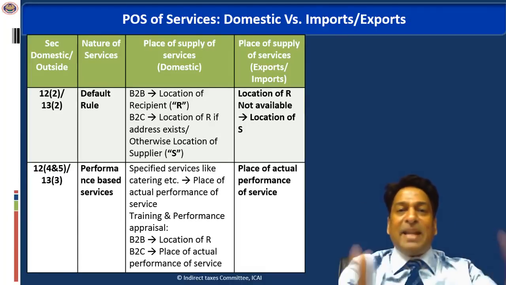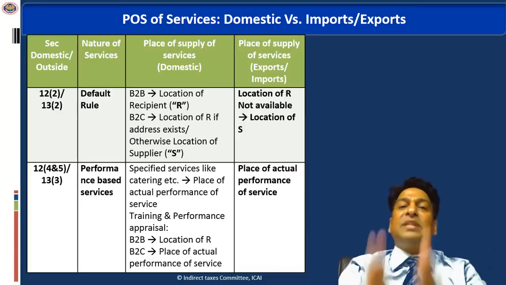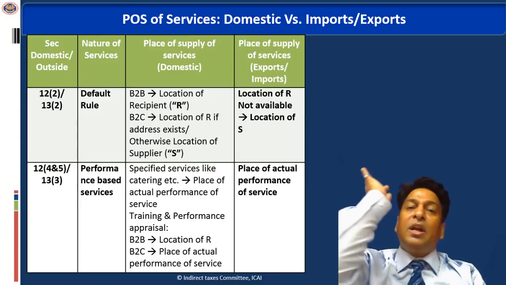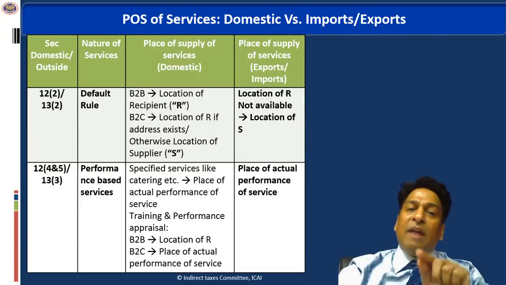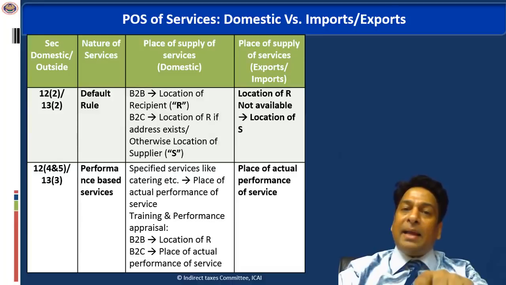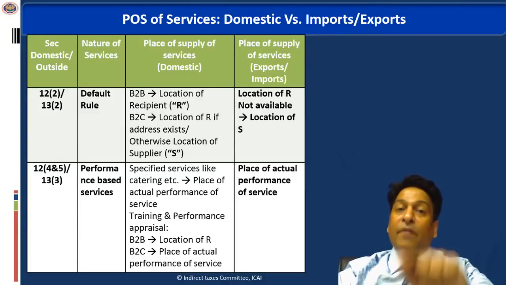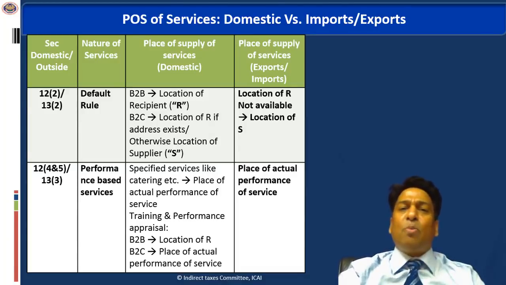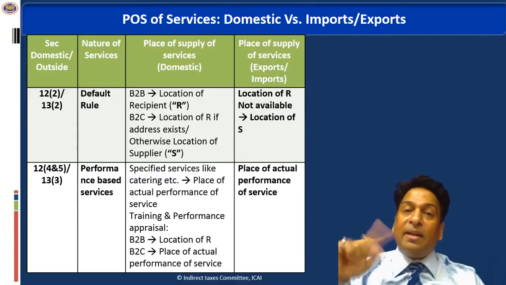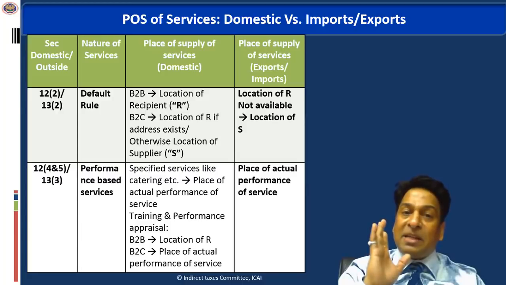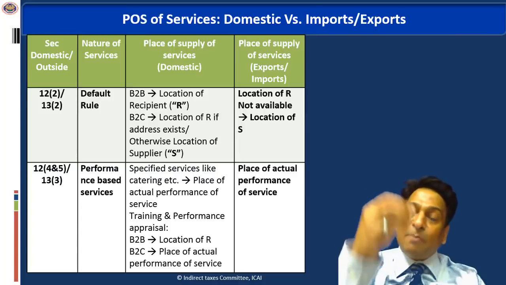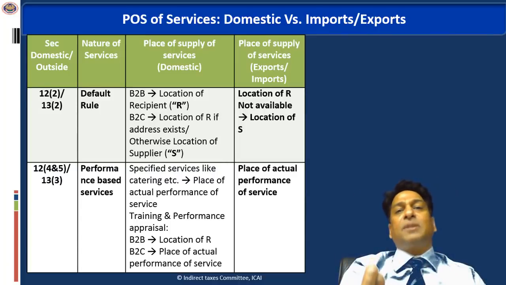See this table. I'm explaining to all of you that 4 columns are created. The last column talks about place of supply of service for export and import. When you compare the place of supply under section 13 for export and import, it is more or less the same as per the POP Rules 2012. Default Rule 3, you must be recalling: if it is B2B, location of recipient. If it is B2C, location of recipient if the address exists in the books of the supplier, otherwise location of supplier.